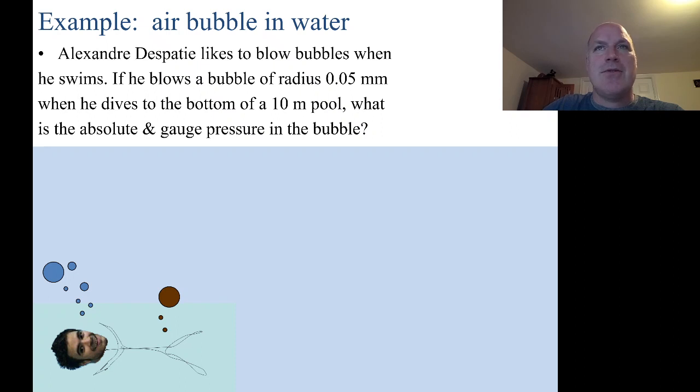Okay, ready? So Alexander Despati likes to blow bubbles when he swims. If he blows a bubble of radius 0.05 millimeters, the last example was 0.5. This is 0.05, much smaller for some reason. When he dives to the bottom of a 10-meter pool, what is the absolute pressure in the bubble?